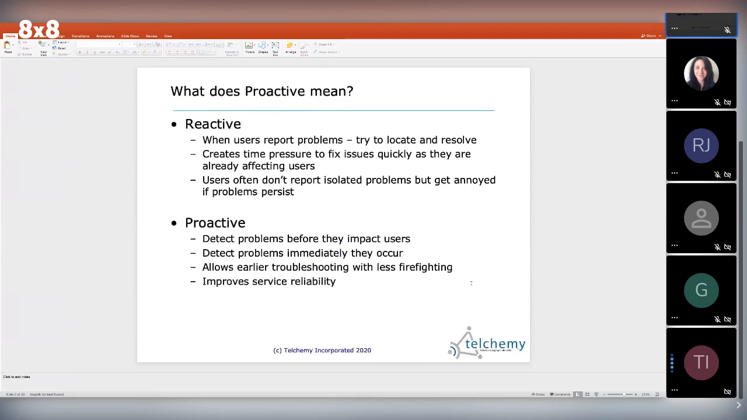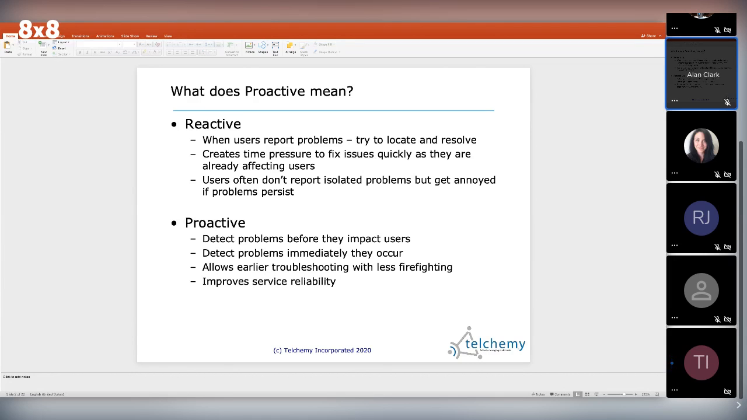So, what do we mean by proactive? Reactive is nightmarish. It's basically when users report problems, you have to try and locate them and resolve them. You may not be aware of problems before users report them. So this creates time pressure to fix issues quickly because they're already affecting people. And the other aspect of this is that users often don't report isolated problems, but get annoyed if the problems persist. So in other words, a problem may have existed for some time before you get to hear about it. So all this is not good.